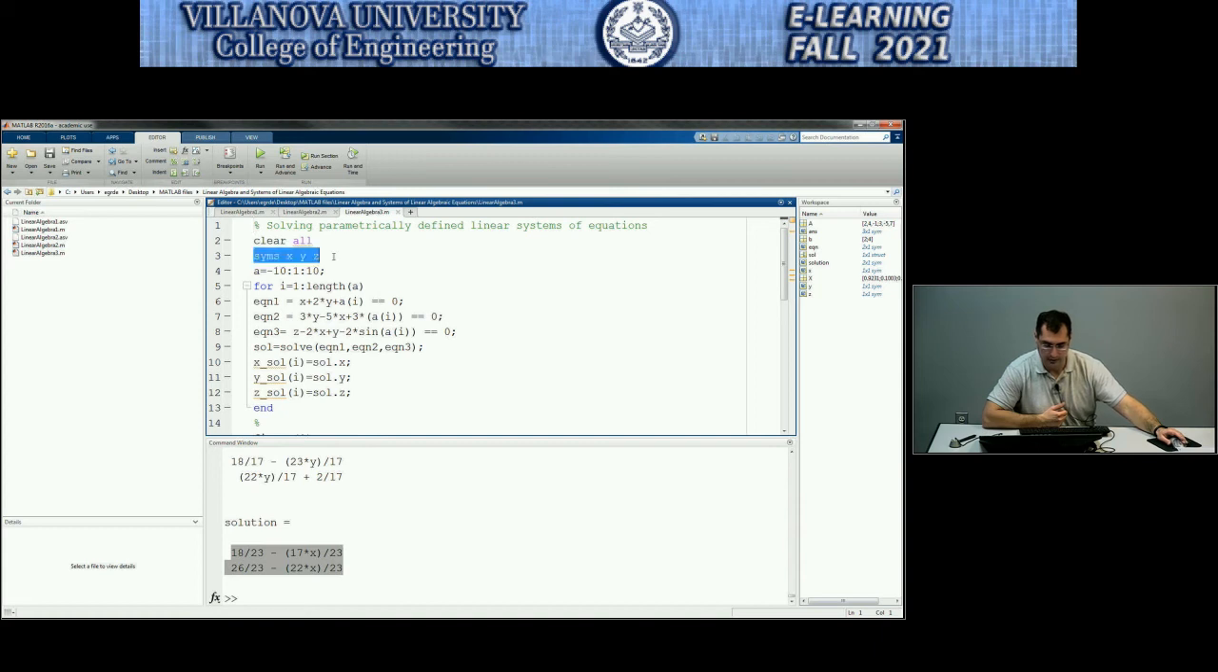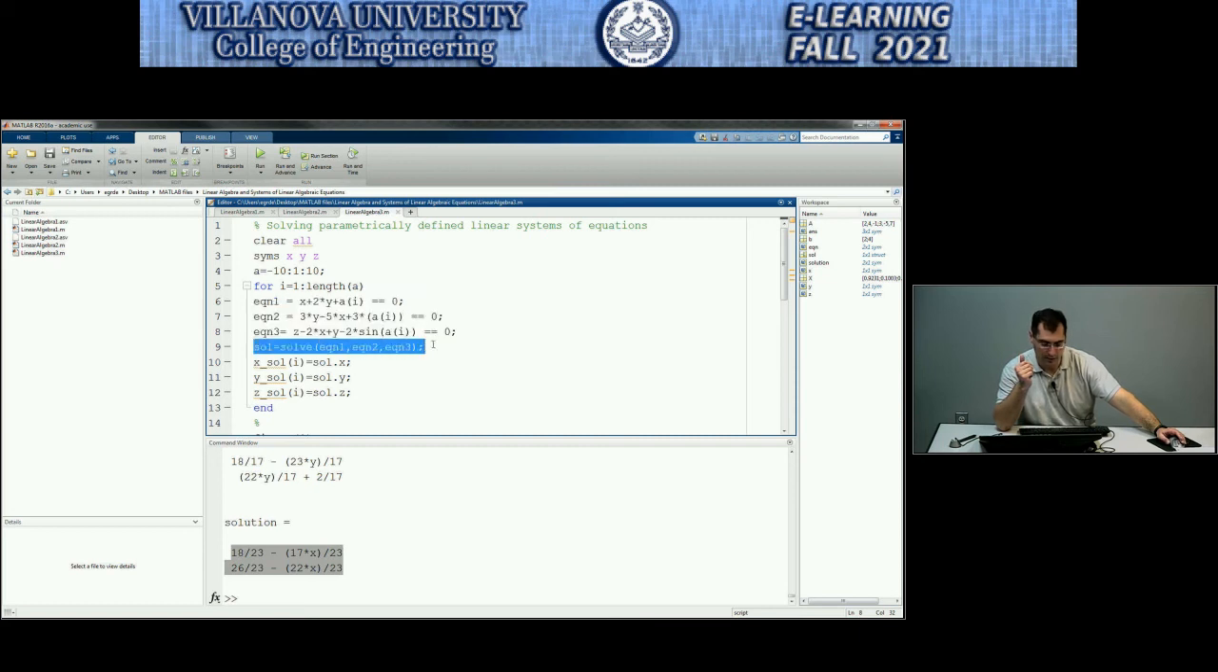I'm defining my symbolic variables x, y, z. Here's my system of equations. First of all, my parameter is going to run from -10 to 10 with the step 1. You can define it any way you want, but A is the parameter. Then I'm going to run the for loop with the internal index I running from 1 to the length of the vector A. Here I'm defining my equations. There are various ways of defining the equation, but that's just one of them.